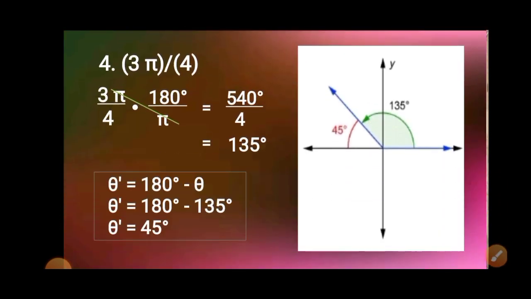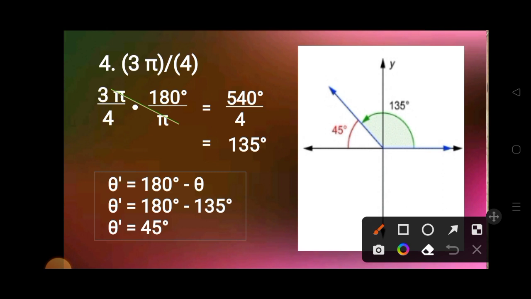Example number 4. We have 3 pi over 4. So first, we will convert the radian into degrees. So we have 3 pi over 4 times 180 degrees over pi. Cancel the pi. So we have 3 times 180 is equal to 540 degrees. 4 times 1 is equal to 4. So 540 degrees over 4, we have 135 degrees.